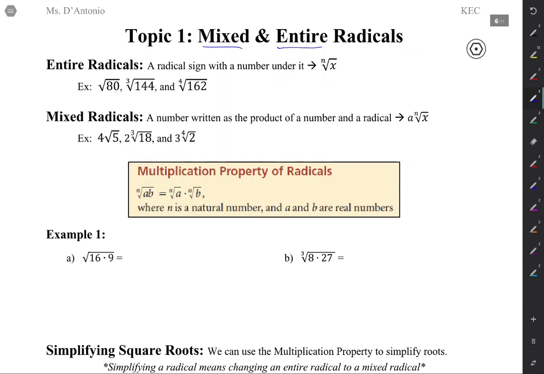So an entire radical has the entire number underneath the radical sign. So remember, the radical sign is the little check mark thing, and the entire number is underneath it, as you can see in these examples here.